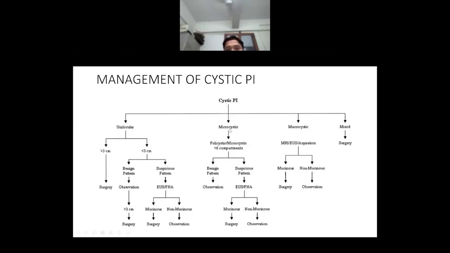Coming to microcystic, microcystic are usually polycystic, involving more than 6 compartments, and with a benign pattern, we have to observe. And if it has a suspicious pattern, we have to go for endoscopic ultrasound and FNAC. If we find it mucinous, we have to go for surgery. If it is non-mucinous, we have to observe. Coming to macrocystic, we have to go for MRI or endoscopic ultrasound or aspiration of the fluid. If mucinous, we go for surgery; if non-mucinous, we observe. And for mixed cystic lesion, we have to go for surgery.